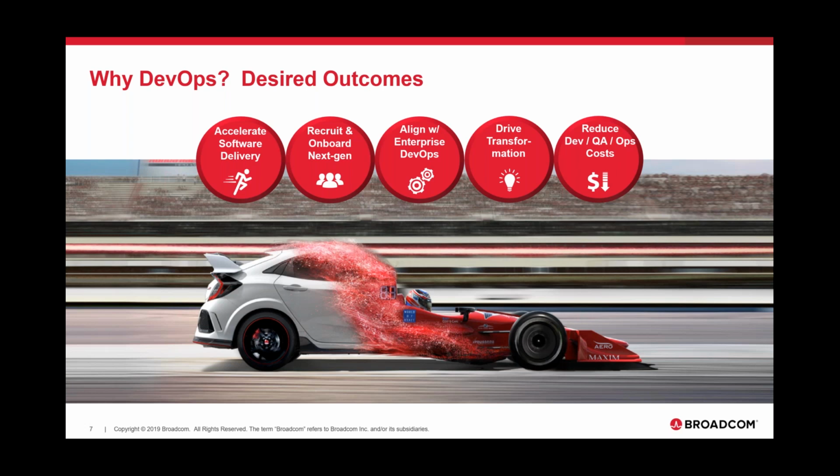The first one is accelerating software delivery. This doesn't necessarily mean your developers coding quicker and checking in code more quickly. It's really about accelerating the time it takes from when your developers start working on a feature to when that feature gets delivered to a customer, most likely deployed to a customer through a live deployment of your application.